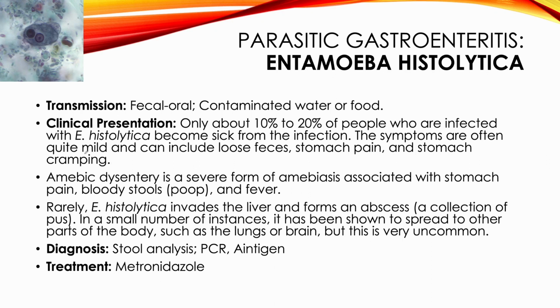Patients, if they do, have mild symptoms, including loose feces, low stomach pain, stomach cramping. However, you can get a more severe form of it associated with abdominal pain and bloody stools and fever. And rarely, but can happen, you can get invasion of the liver, and they can get these abscesses within the liver, and it can spread to other parts of the body like the lung and the brain, but that's very, very uncommon. Diagnosis for this is made usually by PCR, but you can also do other antigen testing and such. And the treatment for those that require it will be usually a metronidazole treatment.